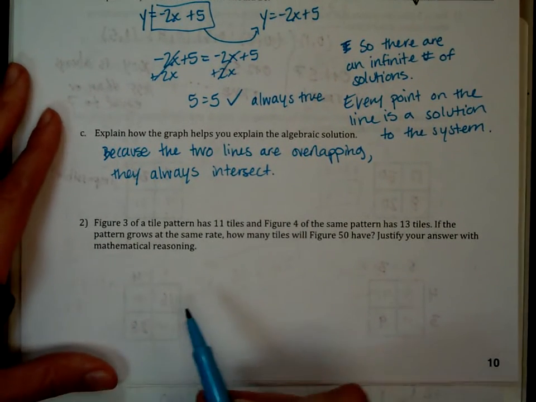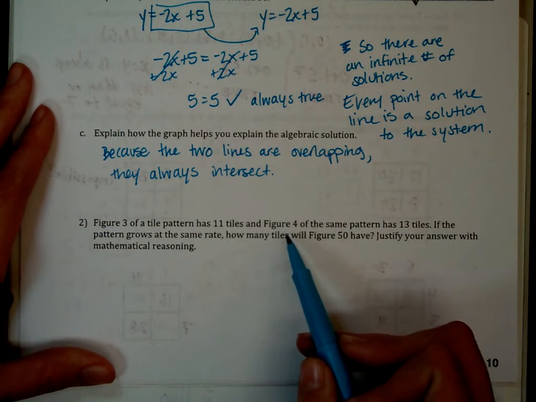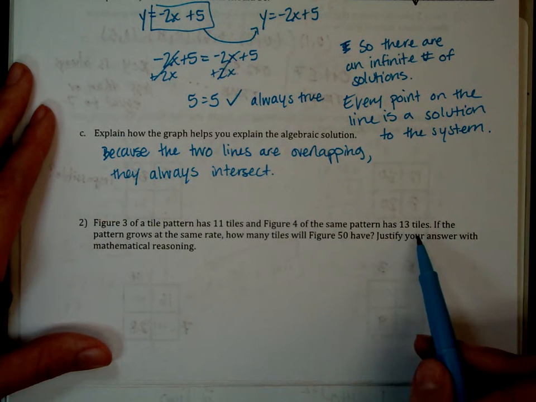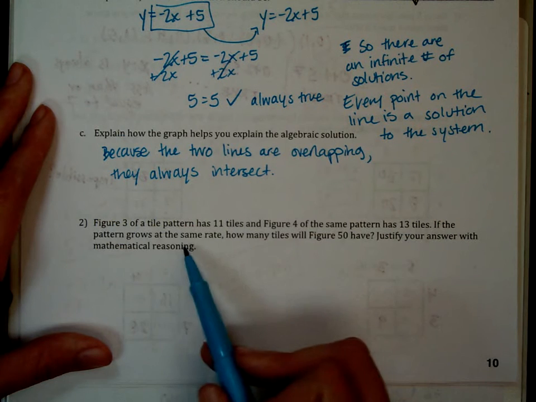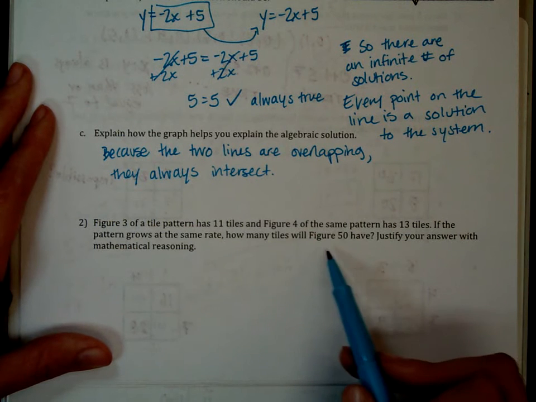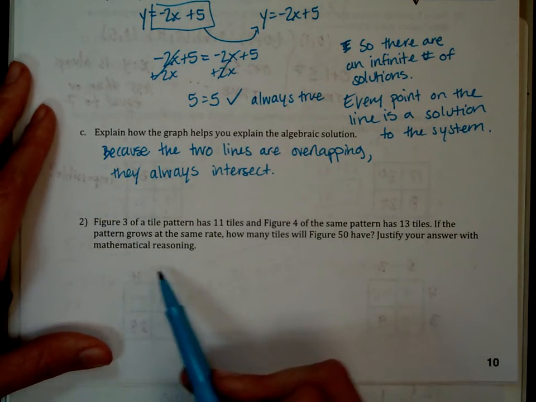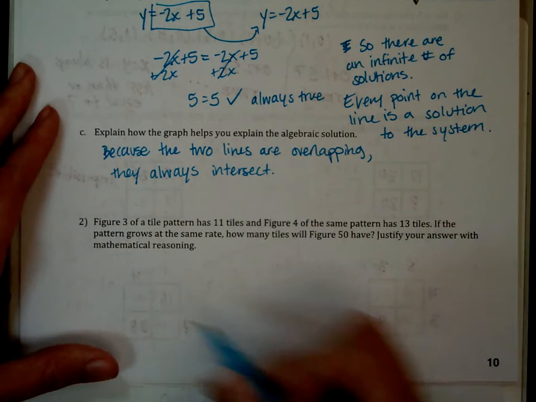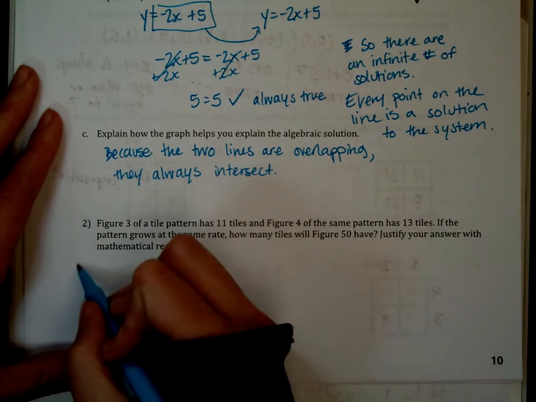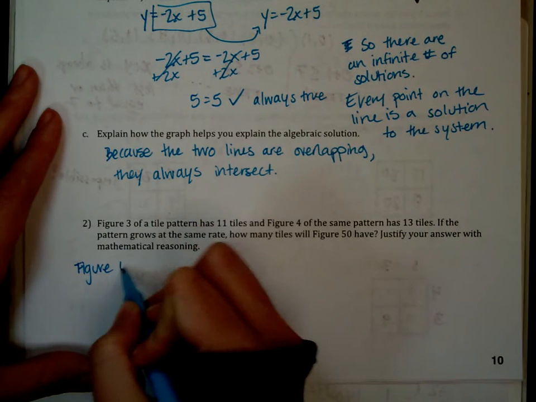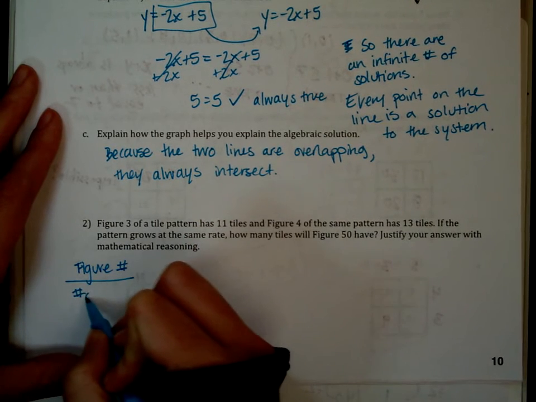All right. Figure 3 of a tile pattern has 11 tiles, and figure 4 of the same pattern has 13 tiles. If the pattern grows at the same rate, how many tiles will figure 50 have? Justify your answer with mathematical reasoning. So I'm going to make a table. I'm going to have figure number and number of tiles.